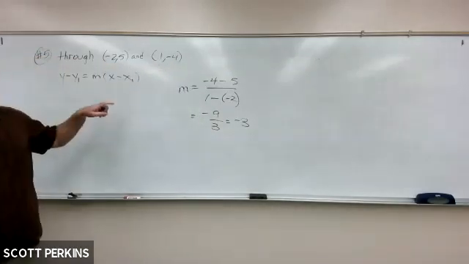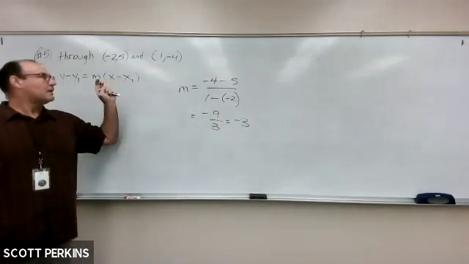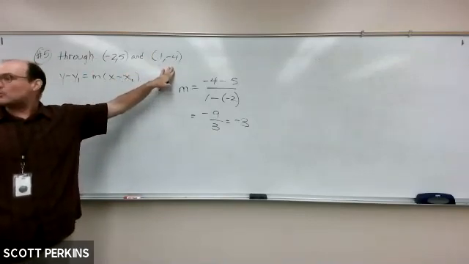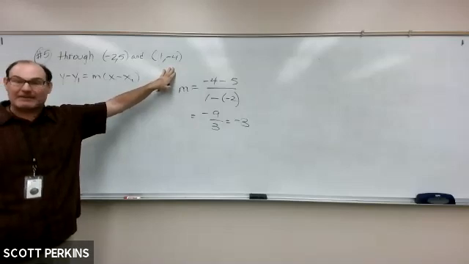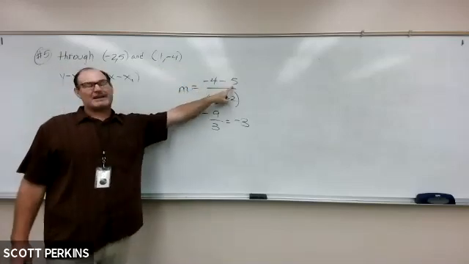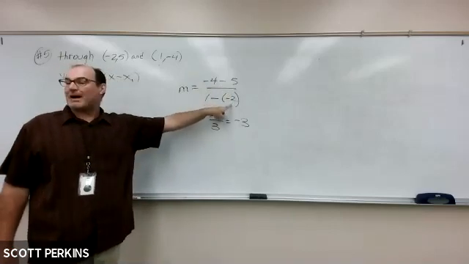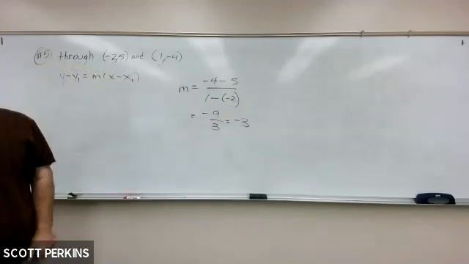So I calculated the slope. I use this as my second point, but again, remember, it doesn't matter. No matter what, you should have the exact same answer, sign and everything. So -4 minus 5 was my difference in the y's. 1 minus -2 is my difference between the x's.